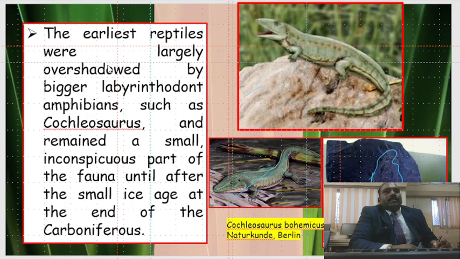The earliest reptiles were largely overshadowed by the bigger labyrinthodont amphibians such as Cochleosaurus, and remained in small inconspicuous parts of the fauna until after the small ice age at the end of the Carboniferous period. And these are certain evidences which are stored in the form of fossils, available in Cochleosaurus fossils.